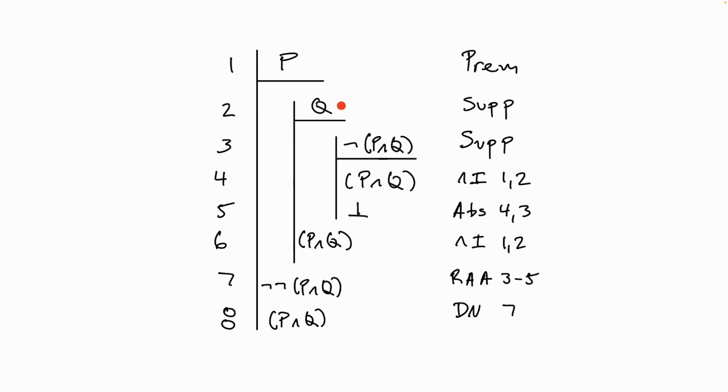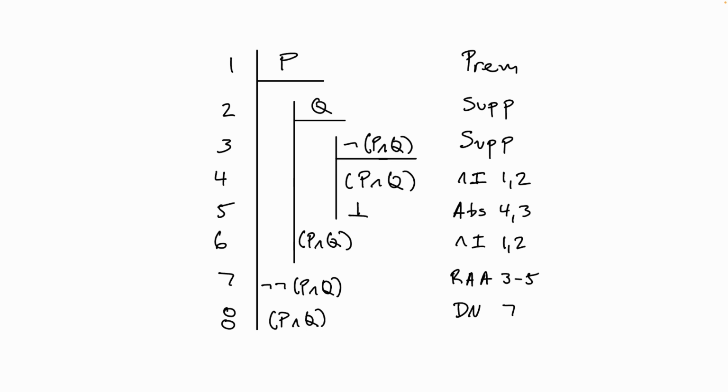First, we temporarily suppose Q to be true. Then, before discharging that assumption, we make yet another temporary supposition, this time supposing that not P and Q is true. Then from P and Q separately, we derive their conjunction, and from P and Q and not P and Q, we derive absurdity. Then we close the subproof that begins with not P and Q, and again from P and Q separately, we derive their conjunction.